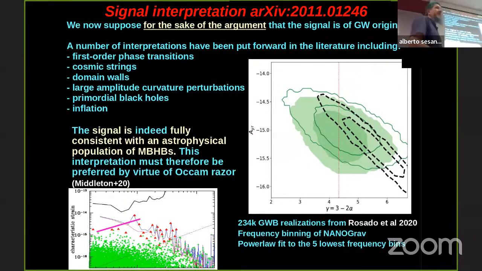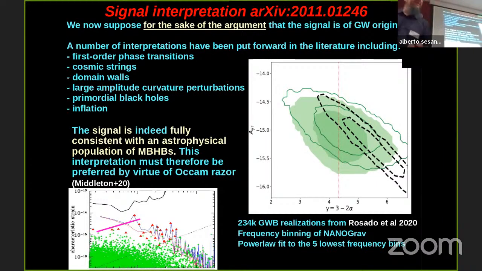So here we made a massive realization of hundreds of thousands of universes, and we measure the amplitude and the gamma that you would measure with the NANOGrav signal, the NANOGrav data, and this is the region that you would measure. So you see what they get is broadly consistent with expectation from a massive black hole binary population.